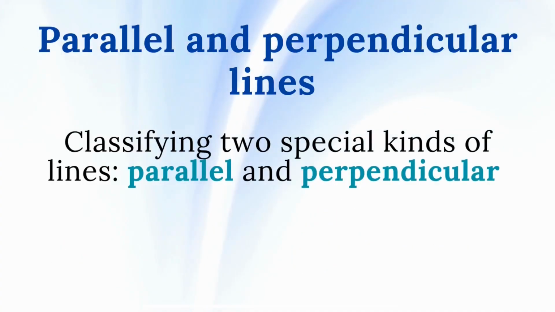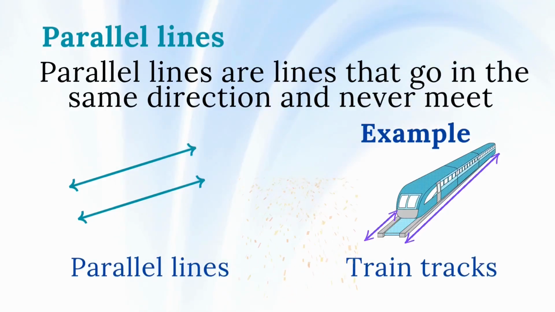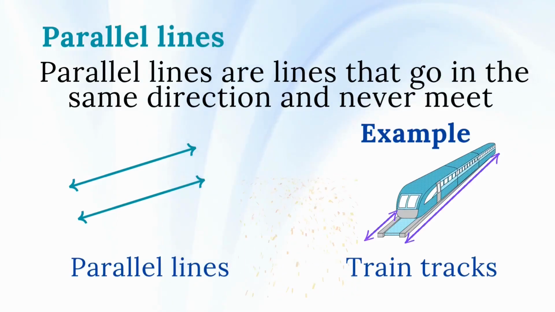Parallel and perpendicular lines. Now, let's learn how to classify two special kinds of lines: parallel lines and perpendicular lines. Parallel lines are lines that go in the same direction and never meet, no matter how far they go. They stay the same distance apart all the way, like train tracks.